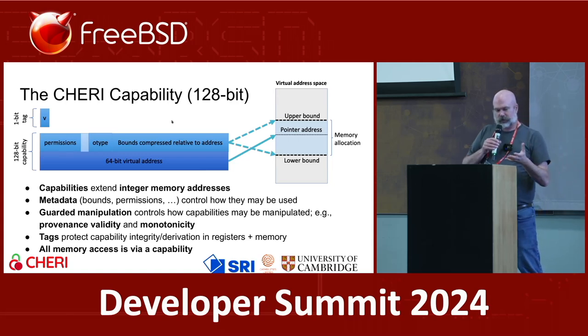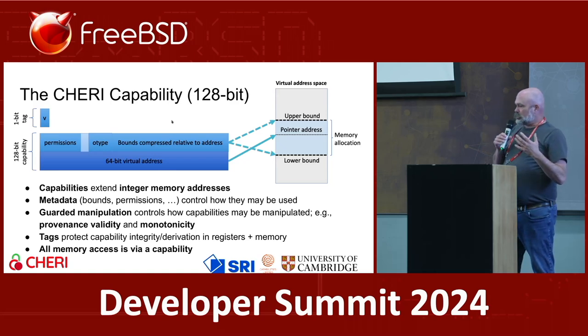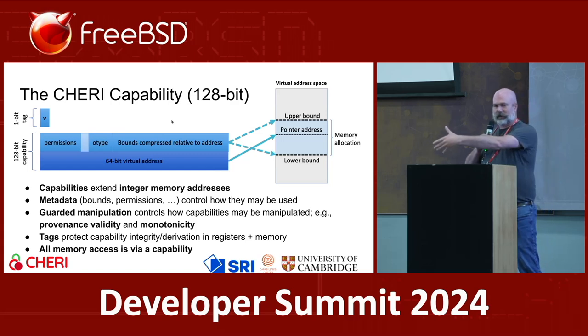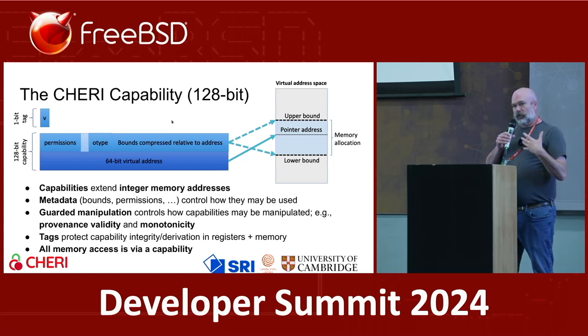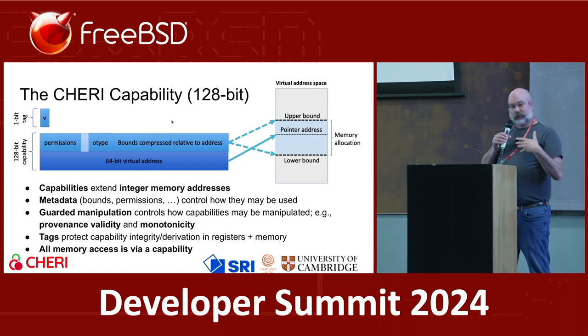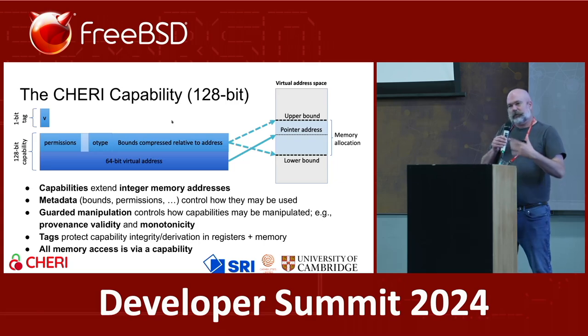In a CHERI system, all memory accesses are via a capability. That's either explicit, which will be the case in most of the things we're talking about today, where you have a load via capability instruction, or implicit. In a hybrid programming model where most pointers remain integers, there's a default data capability and a default program counter capability. That provides us with complete backward compatibility.